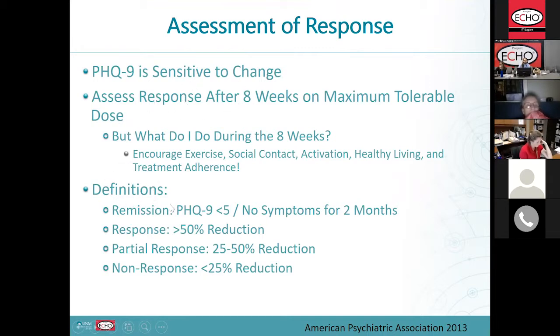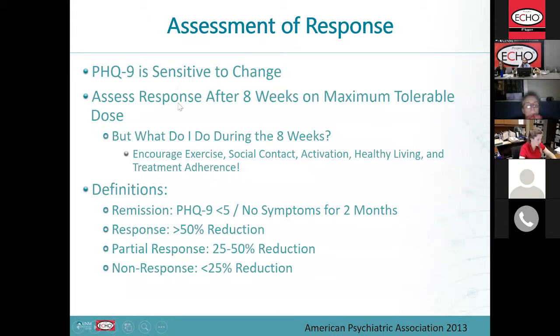The definitions of response include remission, which is no symptoms for 2 months, or a PHQ-9 less than 5. Response is defined as a greater than 50% reduction. Partial response is defined as a 25 to 50% reduction, and non-response is less than a 25% reduction. And you can use the PHQ-9 to track this.